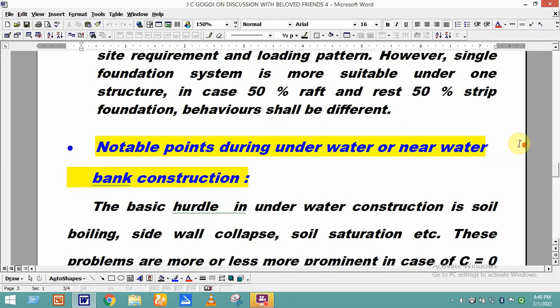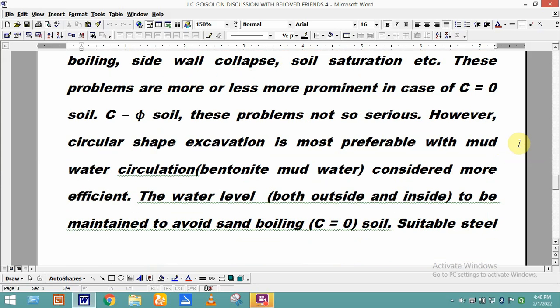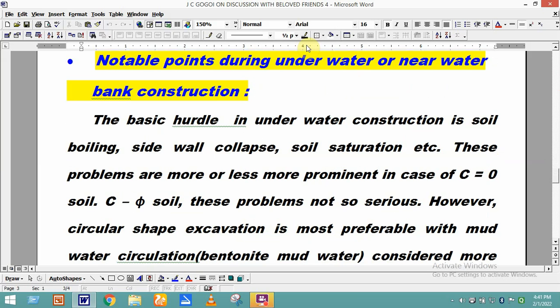Another question was there, a notable question, a major point to remember for underwater construction or construction around a river. The basic hurdle in underwater construction is soil boiling, side wall collapse, soil saturation, and liquefaction. These are the basic problems. Soil saturation: in case of clay soil, it will be saturated to a high extent and will behave like a fluid.